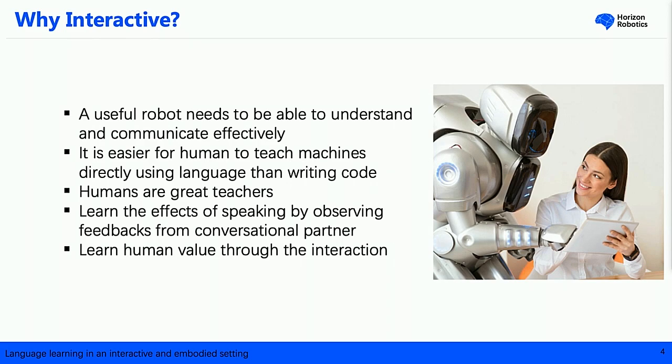Also, in order to correctly use language, the machine needs to learn the effects of speaking by actually observing the feedback from its conversational partner during the interaction. And last but not least, during the interaction, the machine will be able to learn human values, which is also very important because we want to make sure the machine does things according to human values and basically helps humans achieve their values. So these are all the motivations for doing the learning in an interactive and embodied setting. For the rest of the talk, I'm going to talk about some of my recent works along this direction.